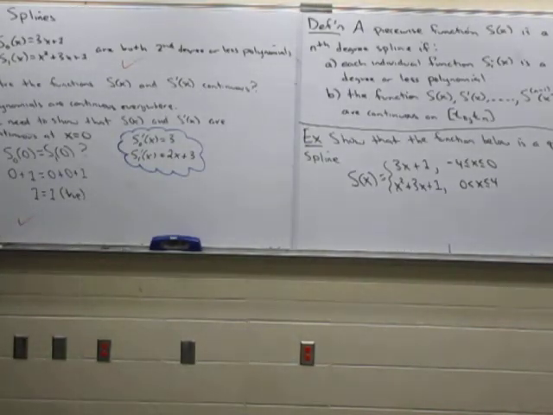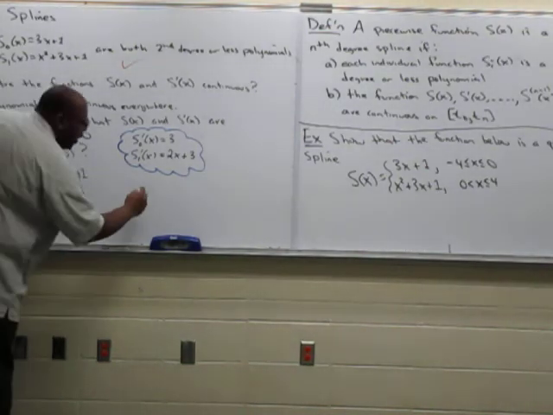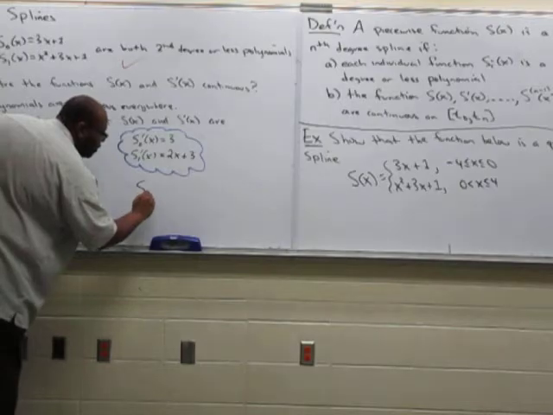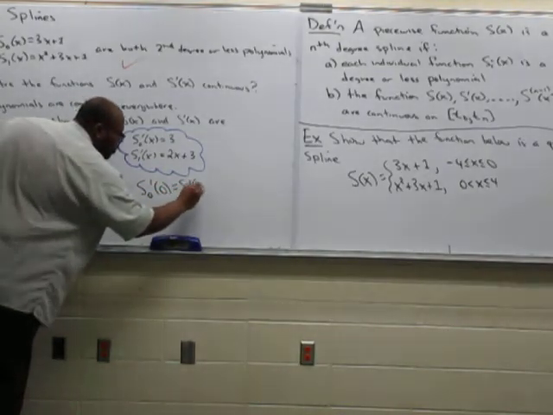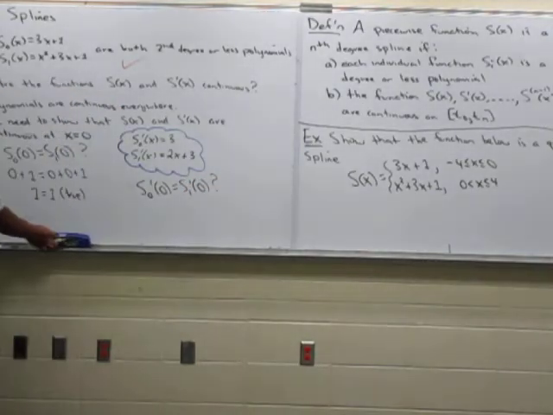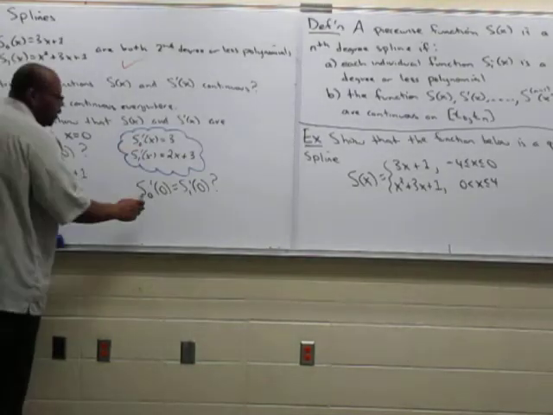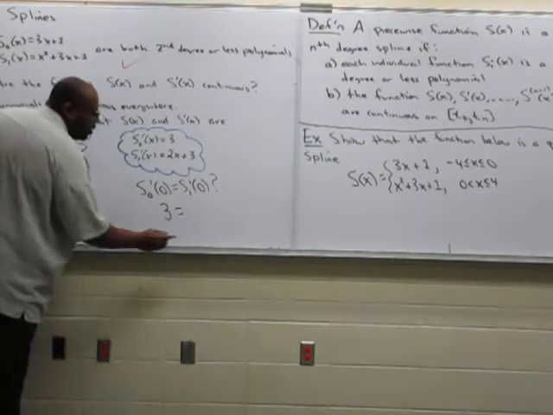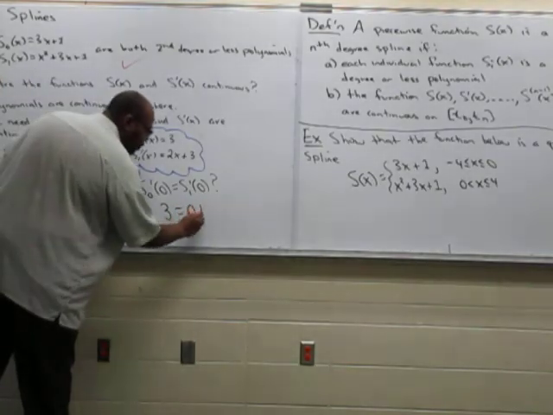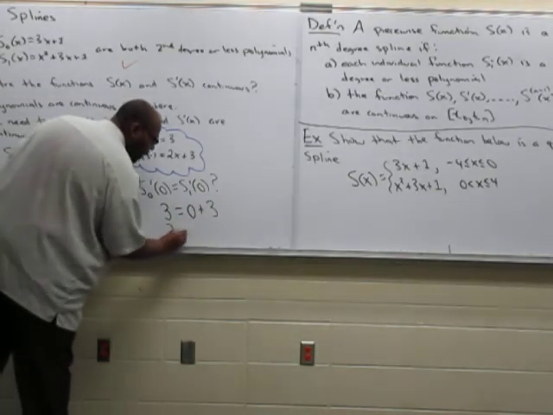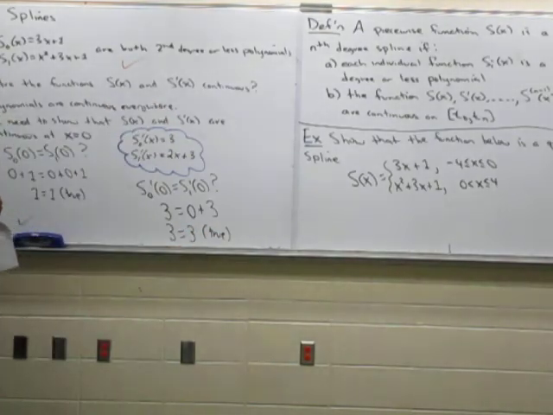Now let's check to see if the derivatives are equal at 0. Is s of 0 prime at 0 equal to s of 1 prime at 0? Is that true? If we plug 0 into s of 0 prime, we get 3. Plug 0 into s of 1 prime, we get 0 plus 3. So 3 equals 3. This is a true statement. So again, we give another check.